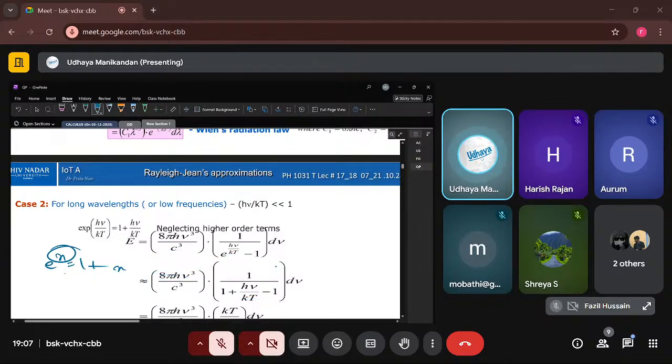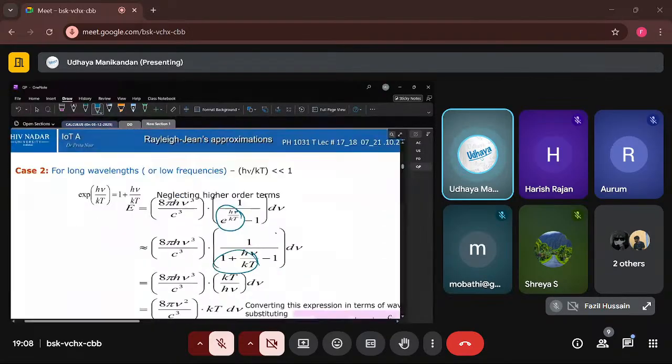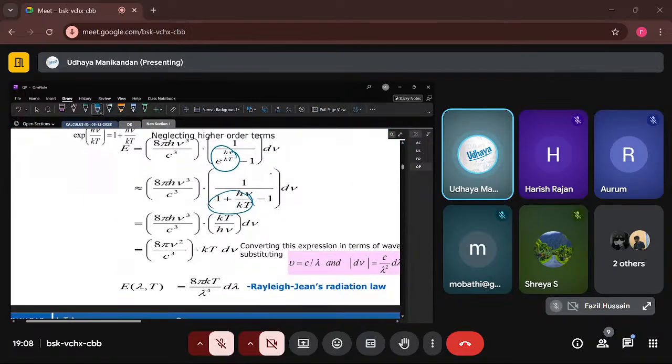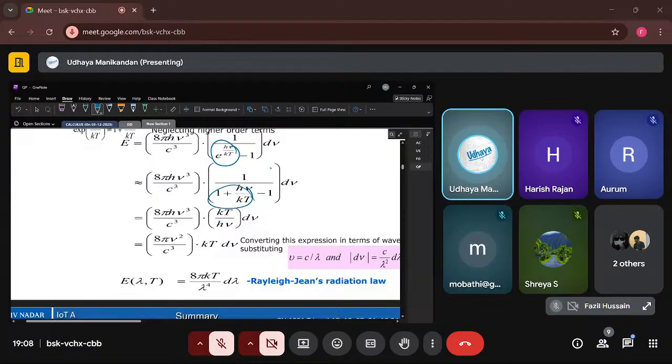When x is very small, you can say e power x is nothing but just 1 plus x. So e power h nu by kT is 1 plus h nu by kT. You can substitute this in that section. Whenever you are validating, you start from the original formula, see the condition, and based on the condition you validate it. You put everything in the same terms and cross-check with Rayleigh's or Wien's law. So 1 plus h nu by kT minus 1, the 1 cancels out.